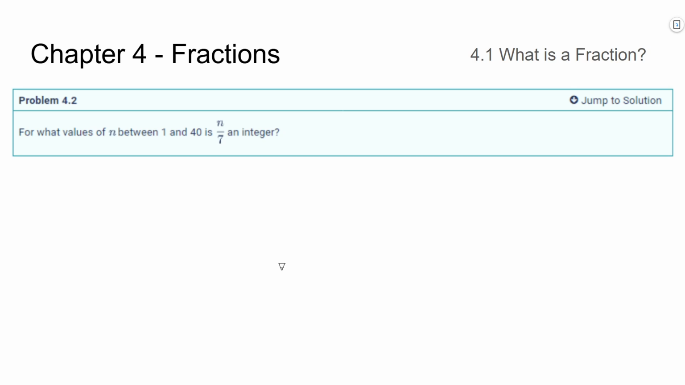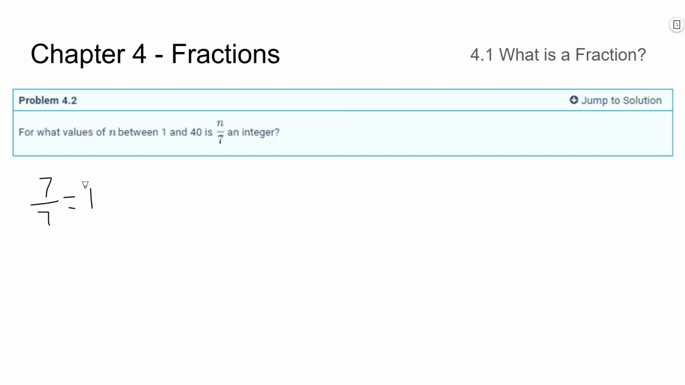Okay, for what values of n between 1 and 40 is n over 7 an integer? All right, so if we do 1 over 7, we know that that's not an integer. That's going to be between 0 and 1. Same with 2 divided by 7, 3 divided by 7, 4 divided by 7, all the way up to 7 divided by 7. And 7 over 7 is self-division, and that's going to be equal to 1. And 1 is an integer.